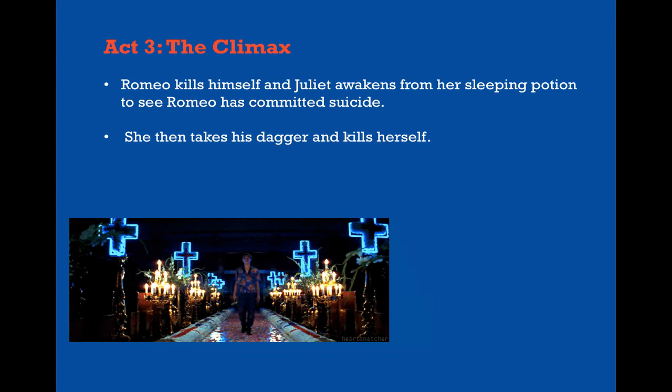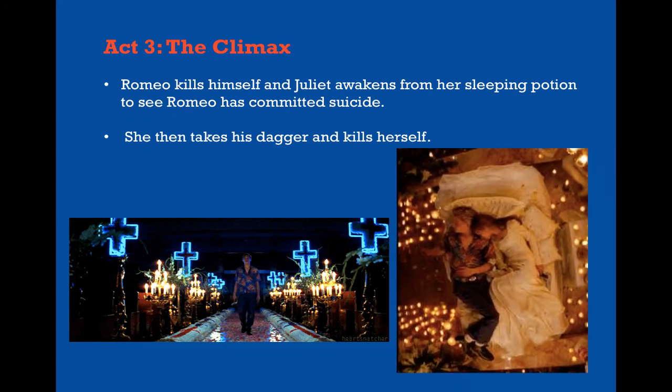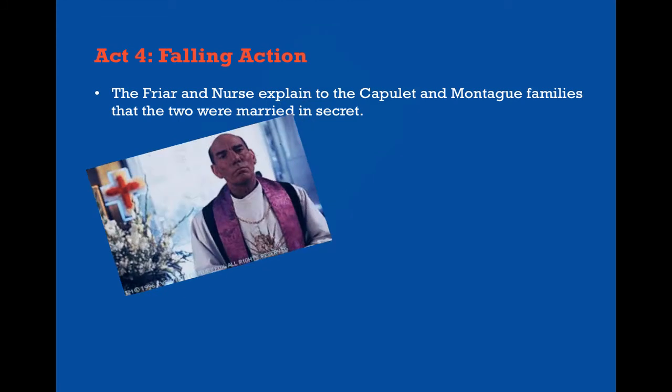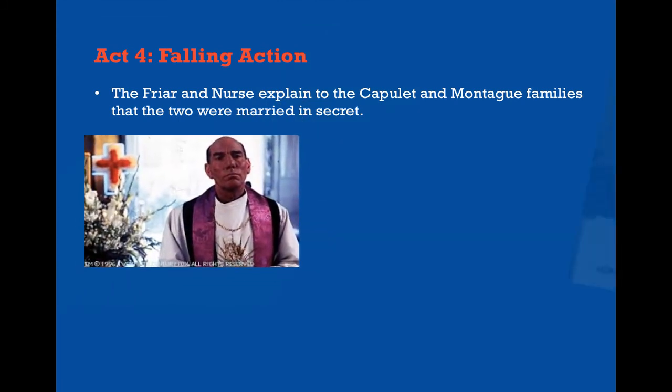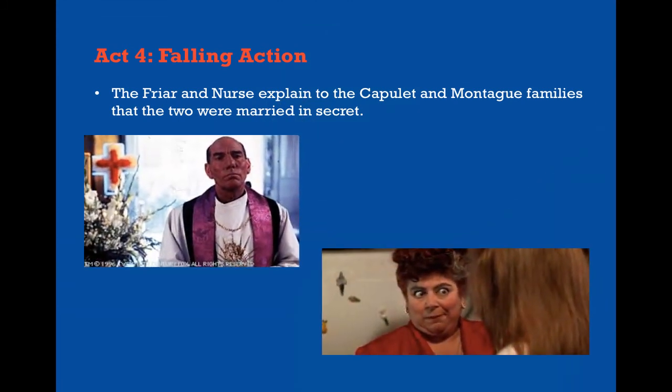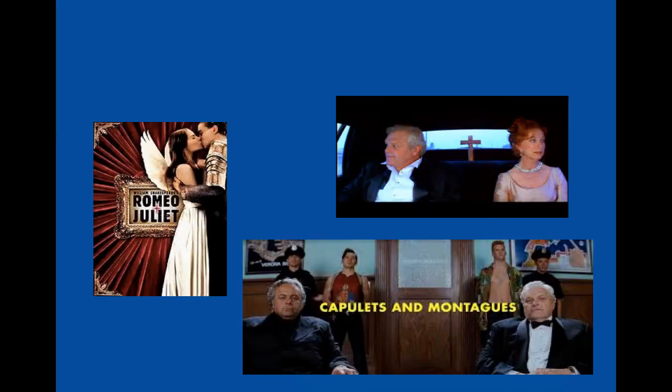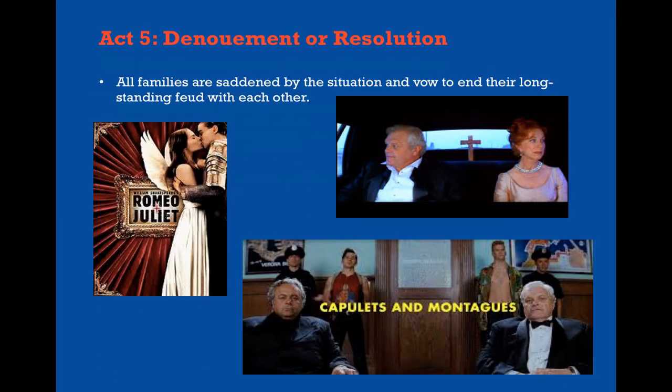This is followed by the falling action. The friar and the nurse explain to the Capulet and Montague families that the two were actually married in secret. And finally, in Act 5, the denouement or resolution, all families are saddened by the situation and vow to end their long-standing feud with each other.